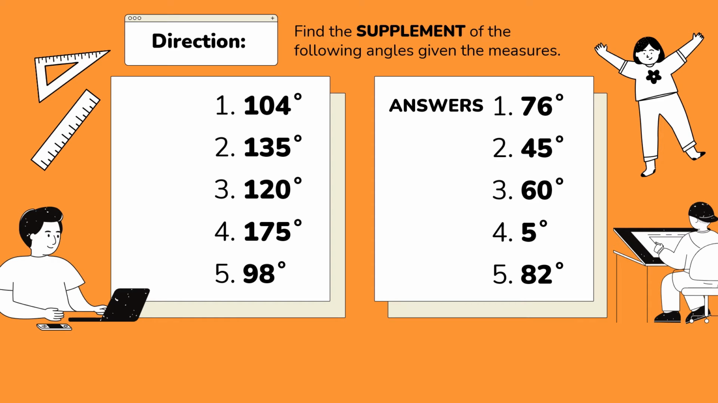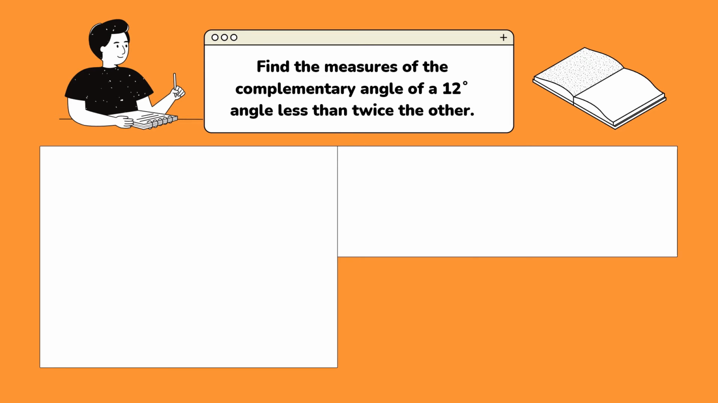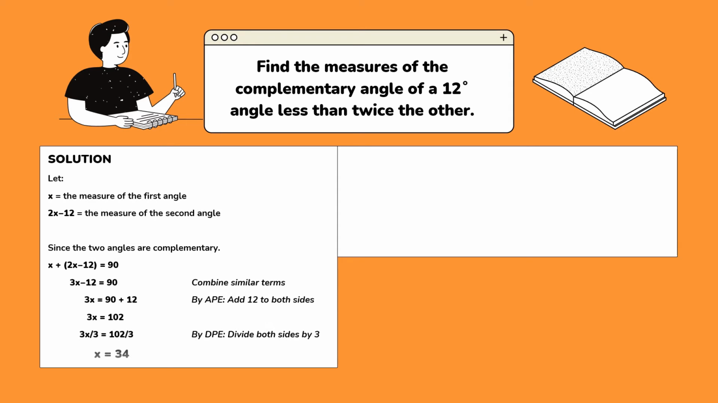So when we add them, we will get the sum of 180 degrees. Okay? Very good. Let's have word problems. Find the measure of the complementary angle of a 12-degree angle less than twice the other.